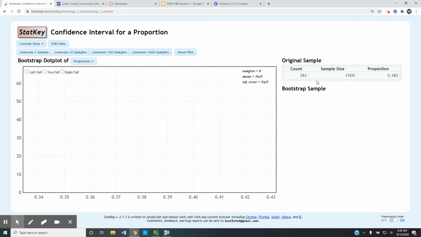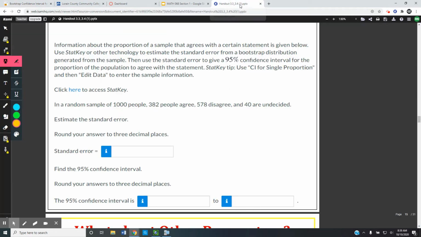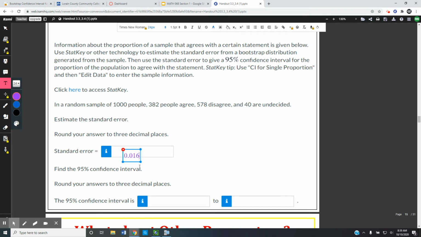Okay, that's a first step. Then let's generate 1,000 samples. Let's wait for that. Okay, so now that we have those 1,000 samples, I see that I have a standard error right here of 0.016. That 0.016 is what I'm looking for. So let's go back to the original question, and it says, what is the standard error? Standard error, 0.016. Got it.